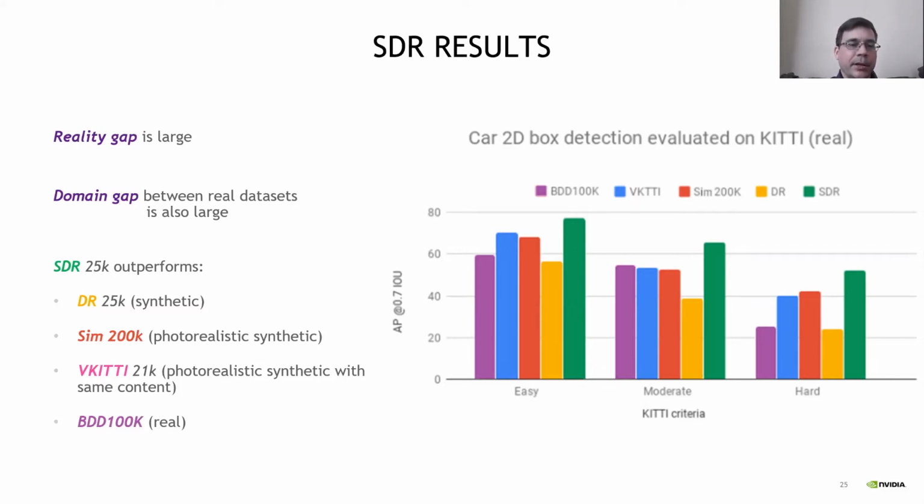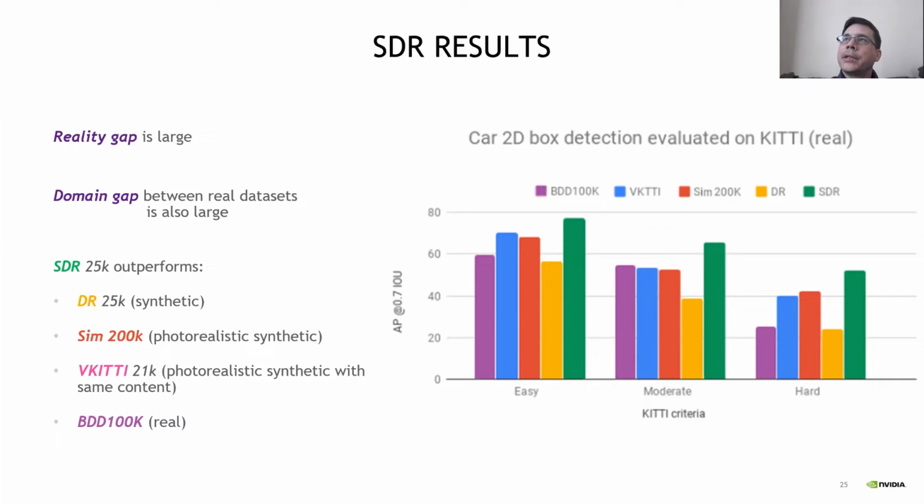So in all these cases, we're training on synthetic data, but then testing on the real data. And so even though virtual KITTI has this unfair advantage over us because they're training on images that are carefully tuned to be like the test set, just the sheer variety of images that we're generating from this SDR technique allows us to get better results in these cases.